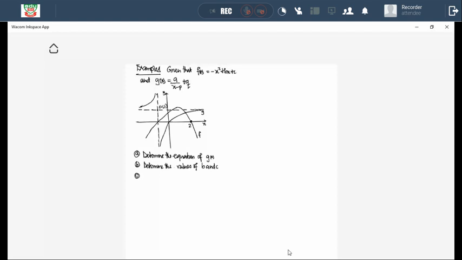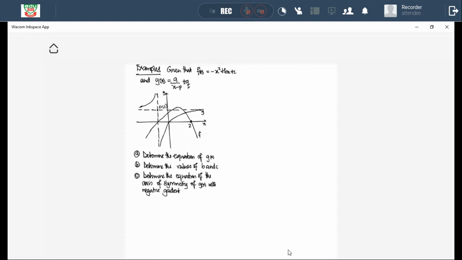Then determine the equation of the axis of symmetry of g of x with negative gradient.